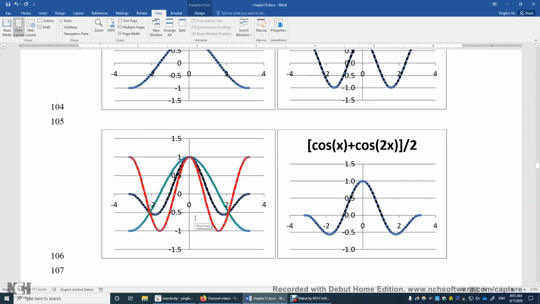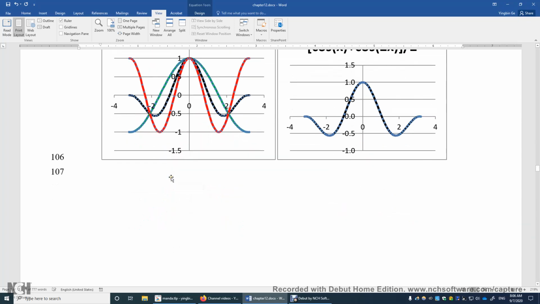Now I'm going to combine cosine x and cosine 2x. So this green is cosine x, the red one is cosine 2x, and this dark blue is the average of cosine x and cosine 2x. All right, so if you look at this wave, you do not know its wavelength exactly. It can be pi, it can be 2 pi. Cosine x has a wavelength of 2 pi, cosine 2x has a wavelength of pi.